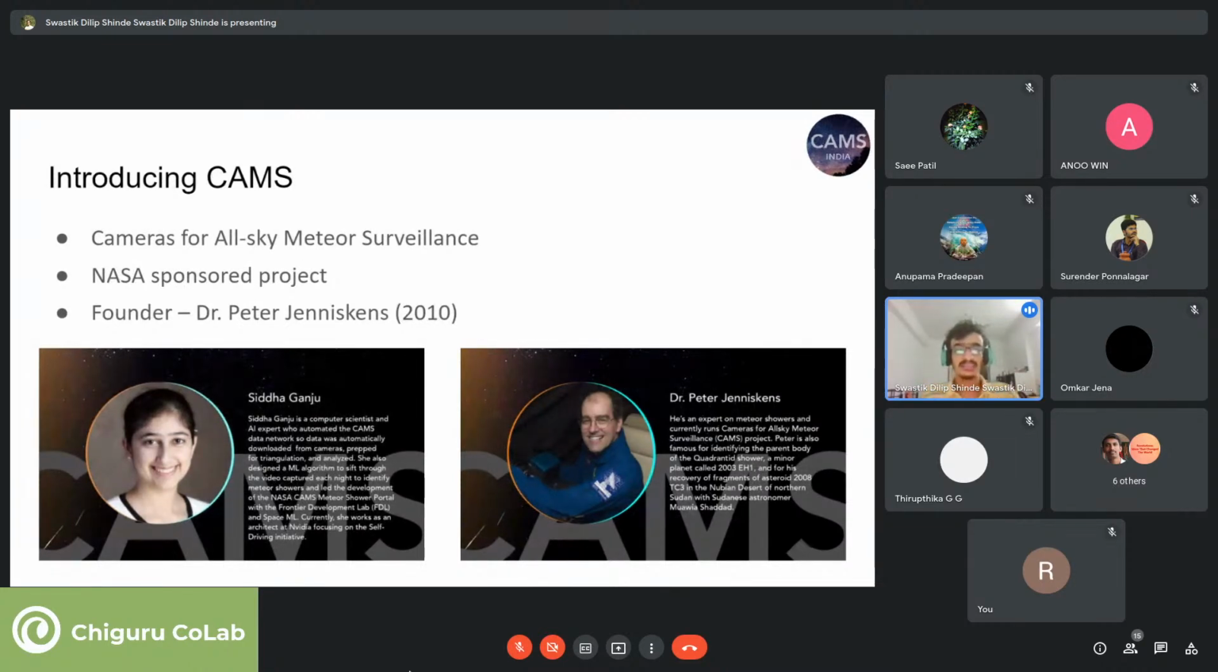The reason CAMS was founded is to keep an eye on the meteor showers and to classify them. There is a union for all astronomical events, observations and bodies, known as the International Astronomical Union, the IAU. They have a list of all the meteor showers. The reason for the formation of CAMS was to study these meteor showers further and to classify more of them, because the list is not full. There are many meteor showers which we haven't observed yet. So CAMS was founded in 2010 to study those unobserved meteor showers and find more of them.